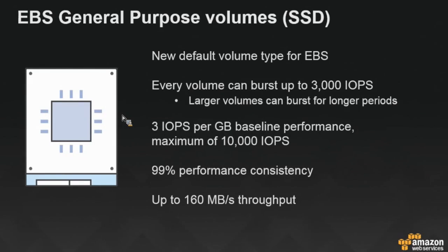They also operate something called a burst bucket, and we'll spend some time in the next slides explaining that in more detail. But every volume can burst up to 3,000 IOPS, and larger volumes, if they have a higher baseline performance, will actually go a lot higher than that. You can go up to 10,000 IOPS based on 3 IOPS per gigabyte, and they're designed for 99% performance consistency, and a throughput of 160 megabytes a second.